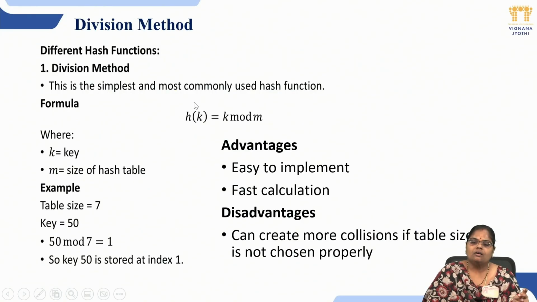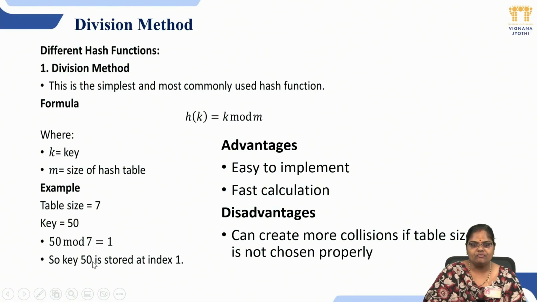Proceeding further, the very first method, that is the division method. In the division method, we consider this to be the simplest and most commonly used hash function, which is defined with the function notation h(k) = k mod m, where mod stands for modulo division. If we take an example here, say I have a hash table of size 7, usually we define the hash table size with the notation m. So the hash table size is 7, and the key value is 50, which is to be stored in the hash table by applying the division method. If we apply the division method, 50 mod 7 will give me 1.